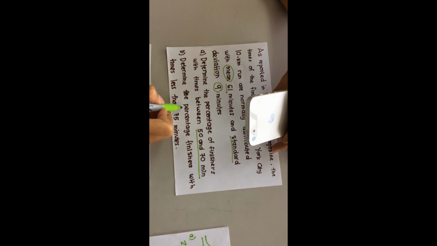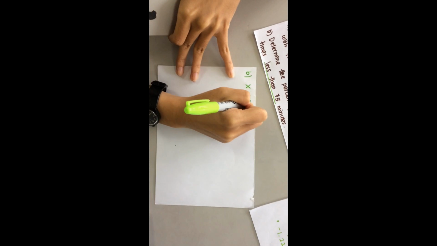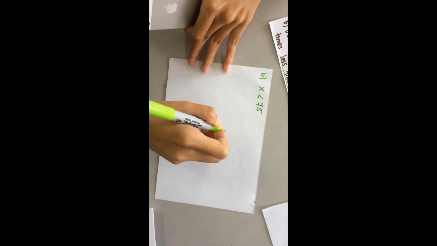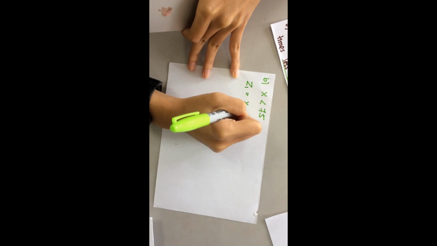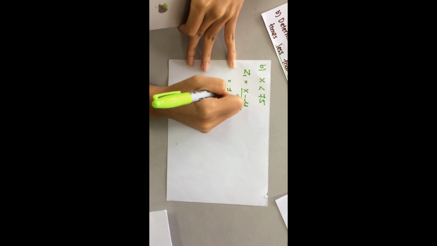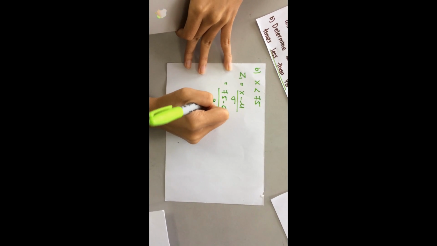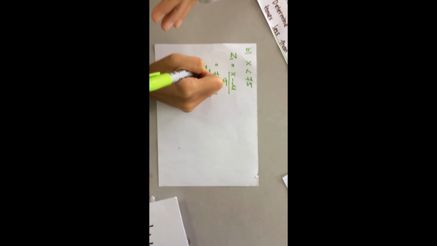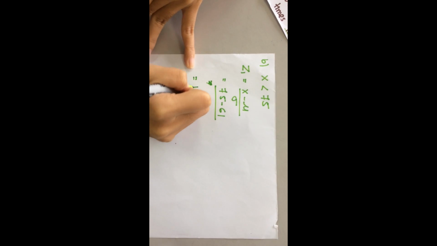Next, we need to find the percentage of finishers with times less than 75 minutes. So for part B, X is less than 75. We use the same formula, where we find Z first: X minus mu over standard deviation, which is 75 minus 61 divided by 9.